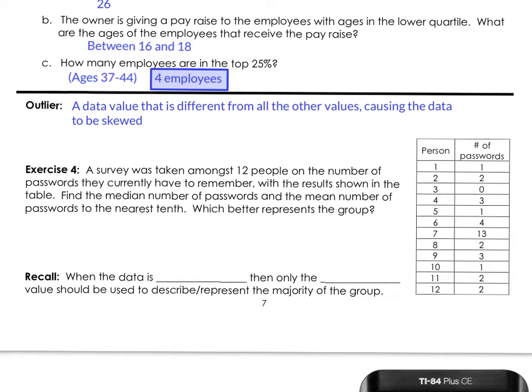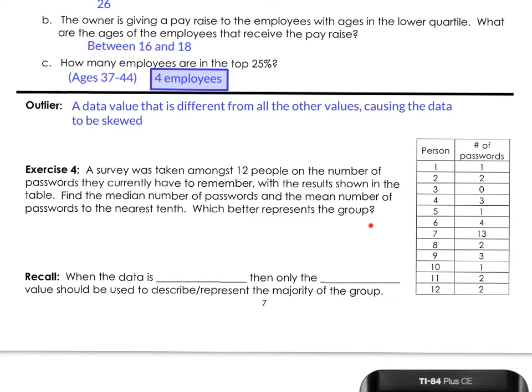So one piece of data kind of screws up the rest of it. It's not in line with everybody else. It's an outcast. It's outside of the other data points. So exercise 4 says that we have a survey taken amongst 12 people on the number of passwords they currently have to remember, with the results shown in the table. Find the median number of passwords and the mean number of passwords to the nearest tenth. Which better represents the group?